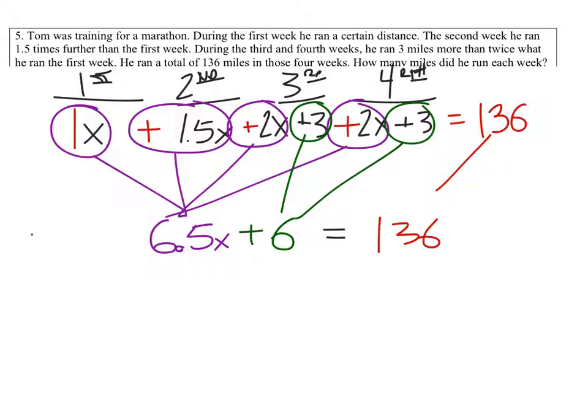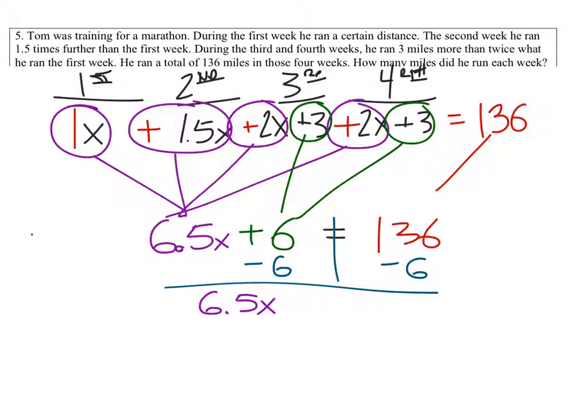Well, this should be a lot easier to solve now. To solve with these, I'm going to subtract 6 from both sides. Now I still have 6.5x, but now it equals 130.